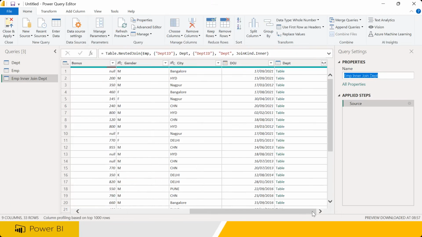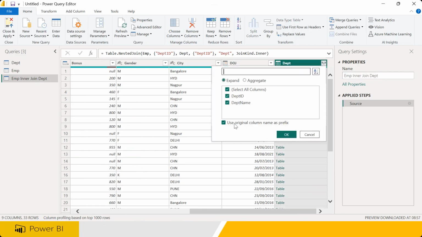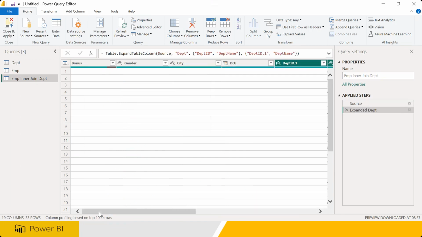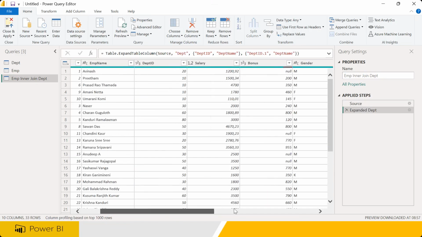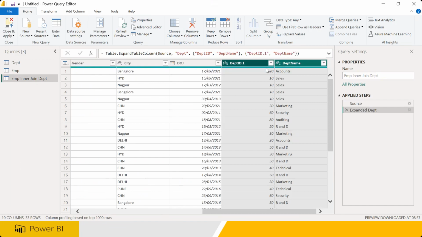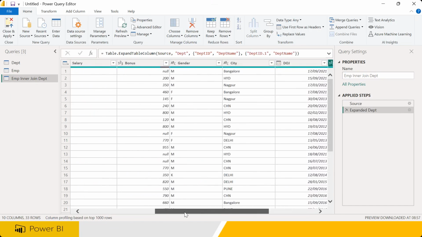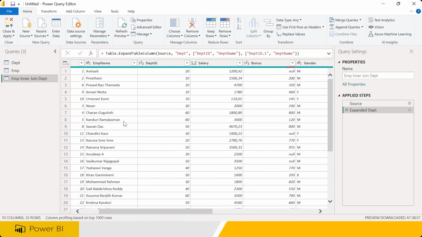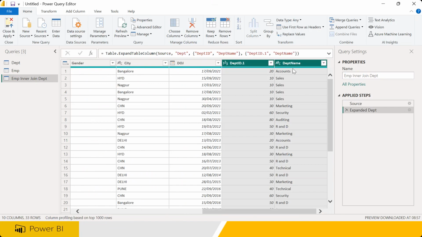You have to get the data from the department table. Click on this, expand, remove this. I'm able to get all the data from there. Now, these are the people working for this department. Department ID is here, and it is also there, right? So based on this department, what is the department name? 20 means what? 20 means accounts department. Like that, the data is matching.